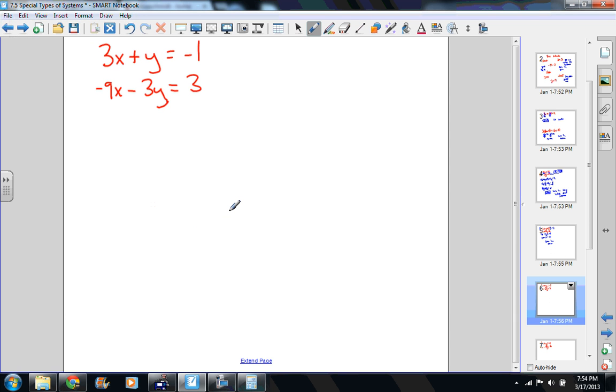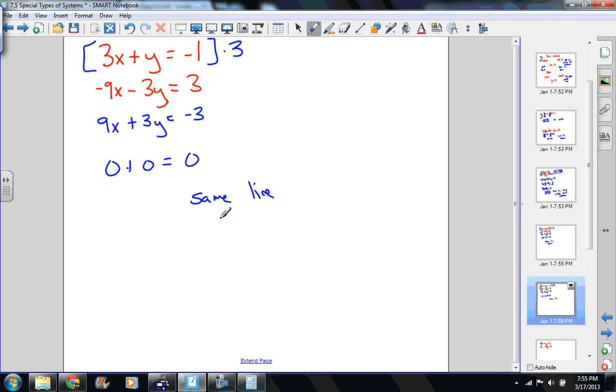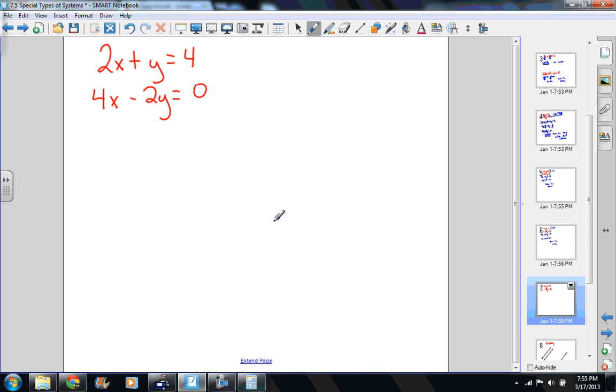Okay, I want you to try this one on your own. You can do substitution or the addition method and see what happens. Okay, I'm going to do the addition method here. I'm going to multiply times 3. So I get 9x plus 3y equals -3. So I get 0 plus 0 equals 0. So it's the same line twice. If you did the substitution method, you should get the same answer. One last one. Give this one a try.